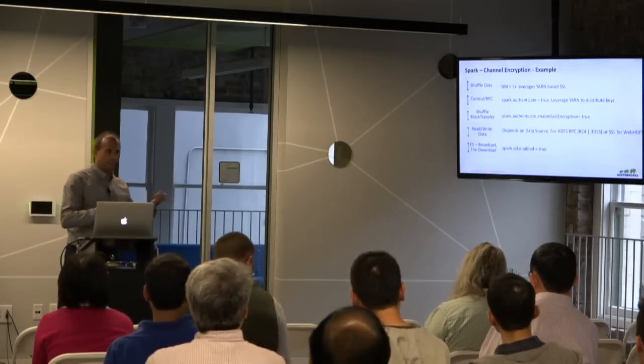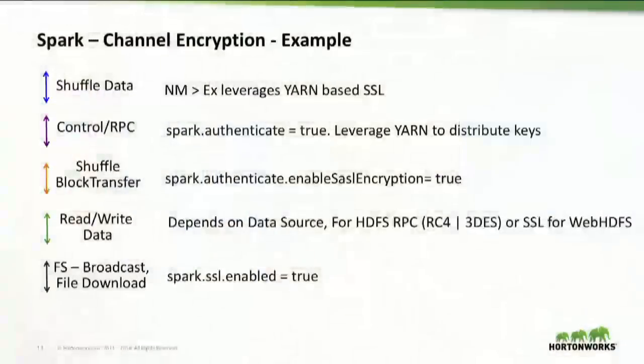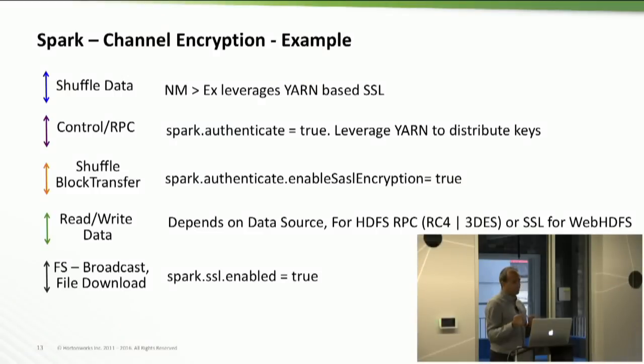So on the previous slide, I had the color coding. Here is the color coding mapped to what exists for encryption and how you can enable it. For example, for control RPC, you can set spark.authenticate, and that is based on a symmetric key. With Spark on Yarn, Spark leverages Yarn to distribute the keys. If you're using some other cluster manager, then you have to manually configure the encryption keys, etc. Shuffle block transfer supports SASL-based encryption. It doesn't yet support SSL.